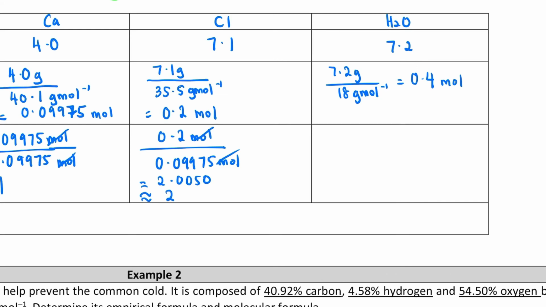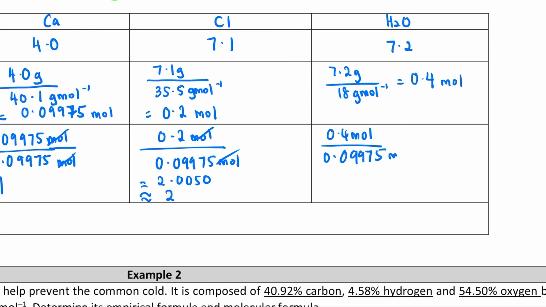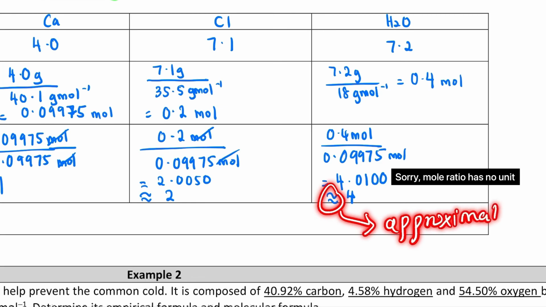And then lastly for H2O, 0.4 mole divide with 0.09975 mole. 4.0100 mole. This one pun sama lah. 4.01 is very close to 4, so we can just equal to 4. As you can see, equal saya ni, saya buat macam curve macam tu. Itu maksudnya this one approximately equal to 4.